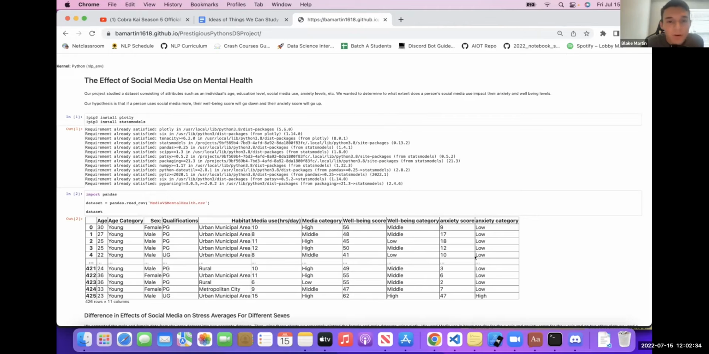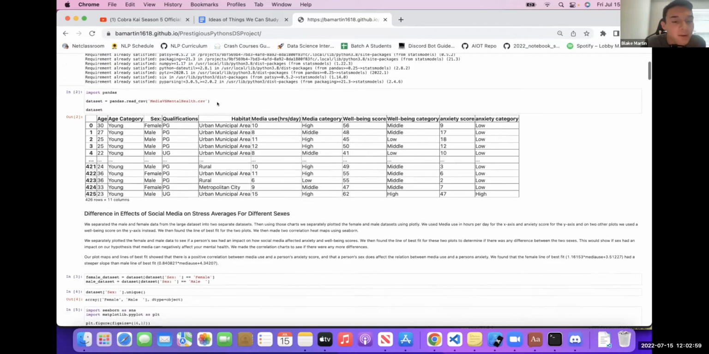Okay, so our project was titled The Effect of Social Media Use on Mental Health. Our project studied a data set consisting of attributes such as an individual's age, education level, social media use, anxiety levels, et cetera. We wanted to determine to what extent a person's social media use impacts their anxiety and well-being levels. Our hypothesis is that if a person uses social media more, their well-being levels will go down and their anxiety will go up.